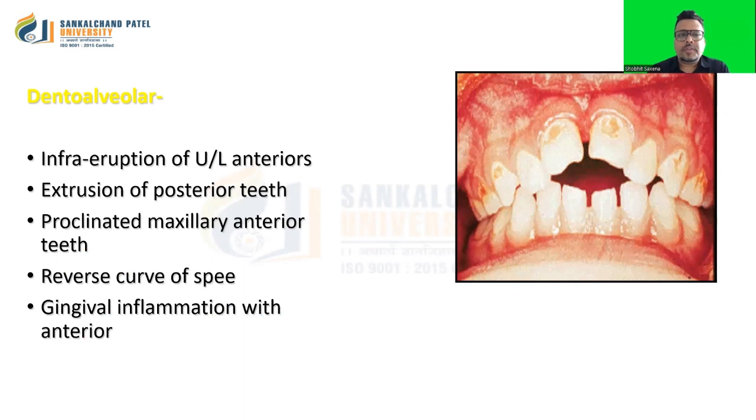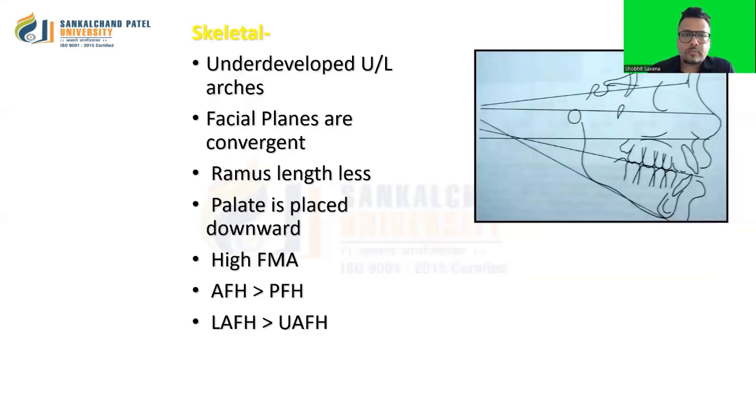Coming to the dentoalveolar features, there is infra eruption of the upper and the lower anteriors. There is extrusion of the posterior teeth. There is a tendency of proclination of the maxillary anterior teeth. Reverse curve of Spee is seen, as well as gingival inflammation with the upper and the lower anterior teeth.